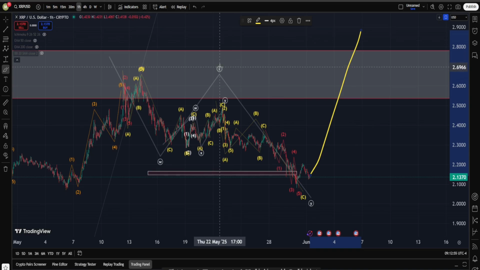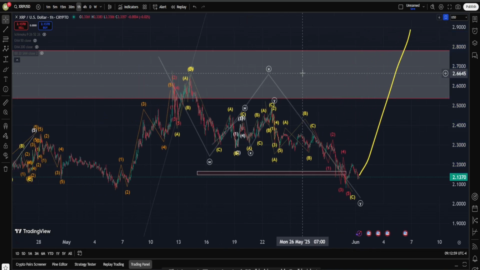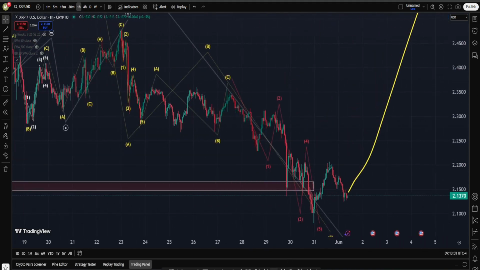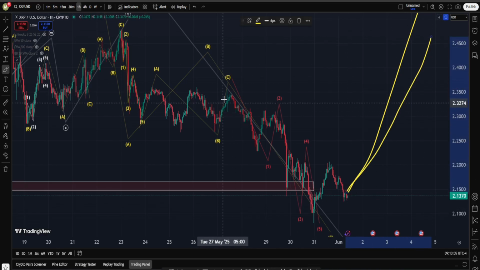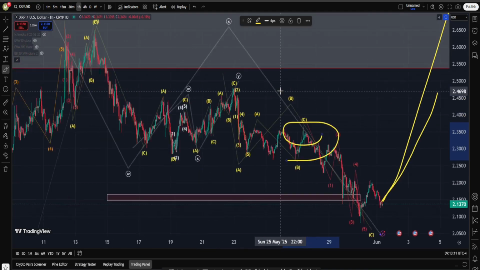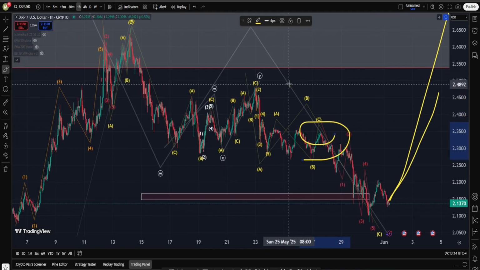Now, here's a very important point. This scenario at the moment is not confirmed yet. When will it get confirmed? When we get from the current point a move on the upside in order to take especially this important high for the first target about $2.3, and more importantly take this high about $2.5. Why?